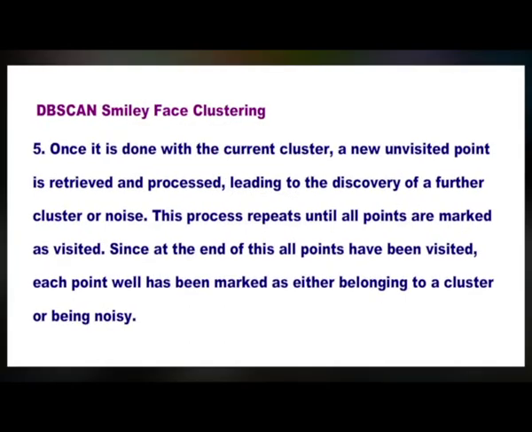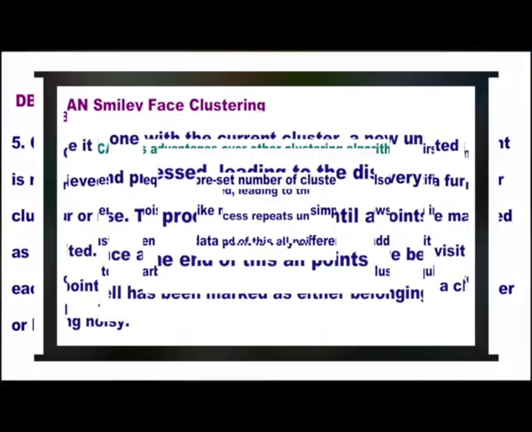Once it is done with the current cluster, a new unvisited point is retrieved and processed, leading to the discovery of a further cluster or noise. This process repeats until all points are marked as visited. Since at the end of this all points have been visited, each point will have been marked as either belonging to a cluster or being noisy.